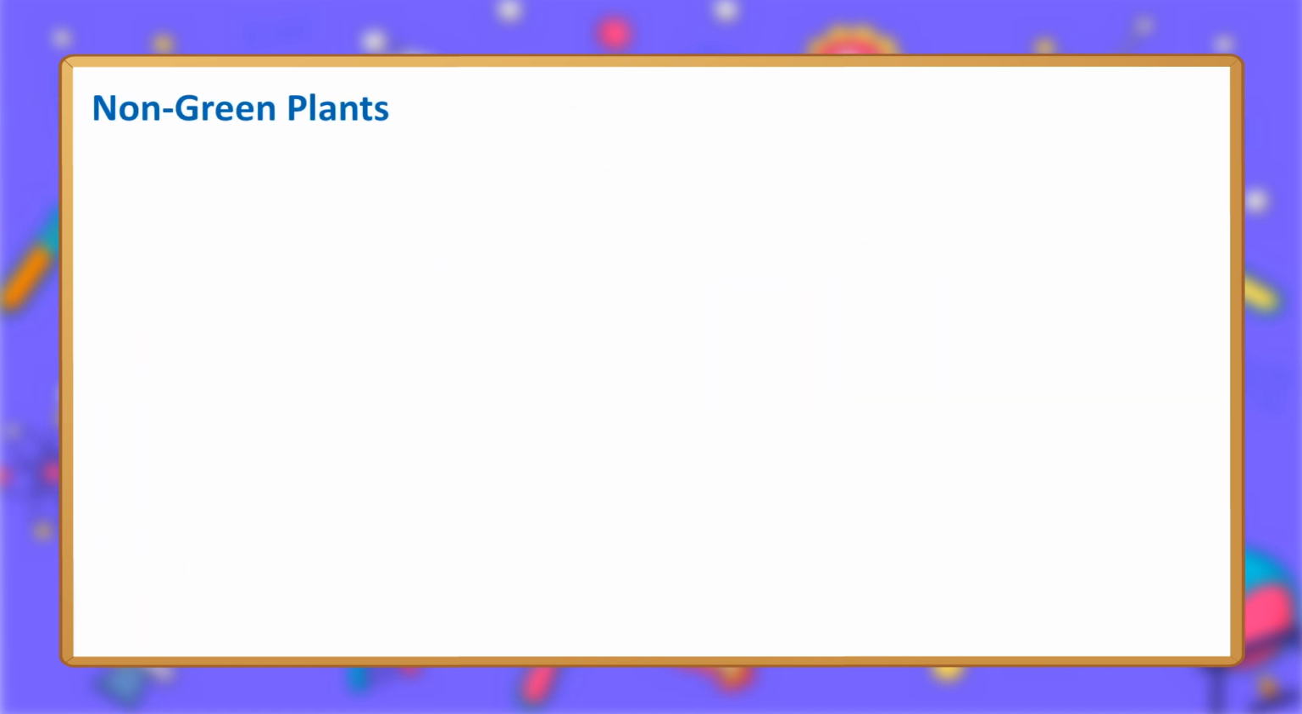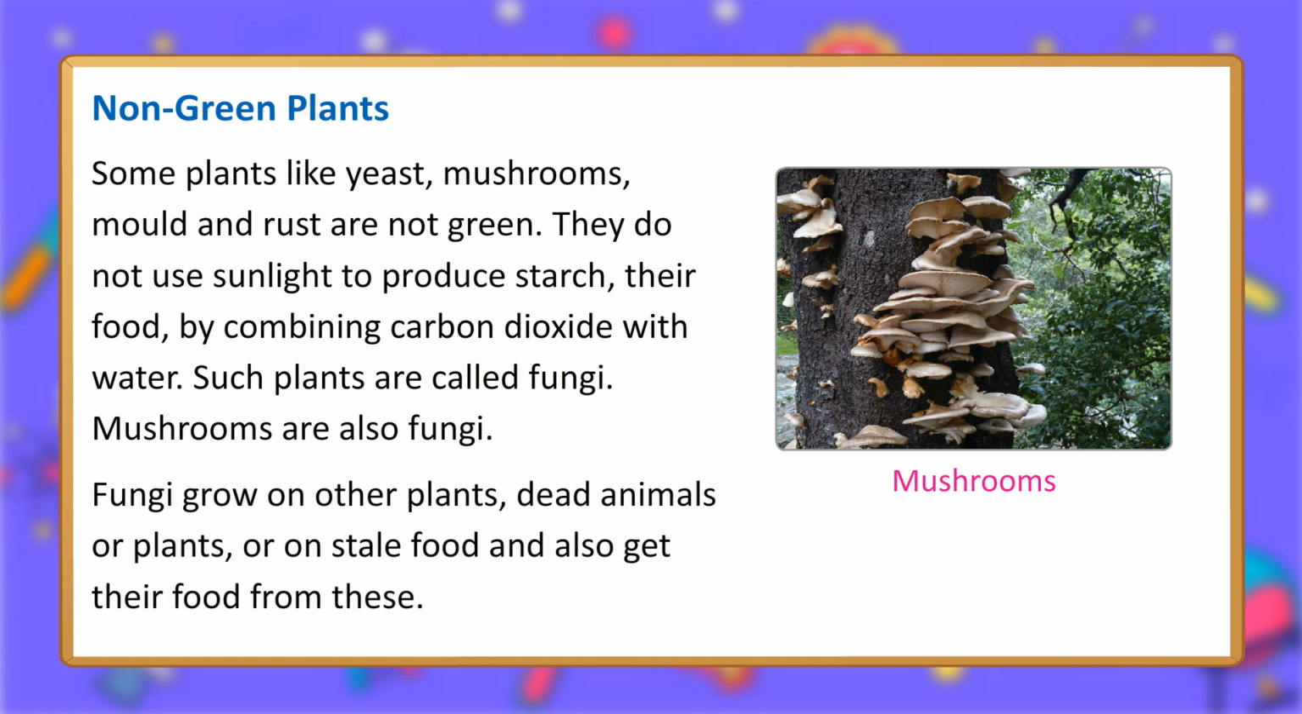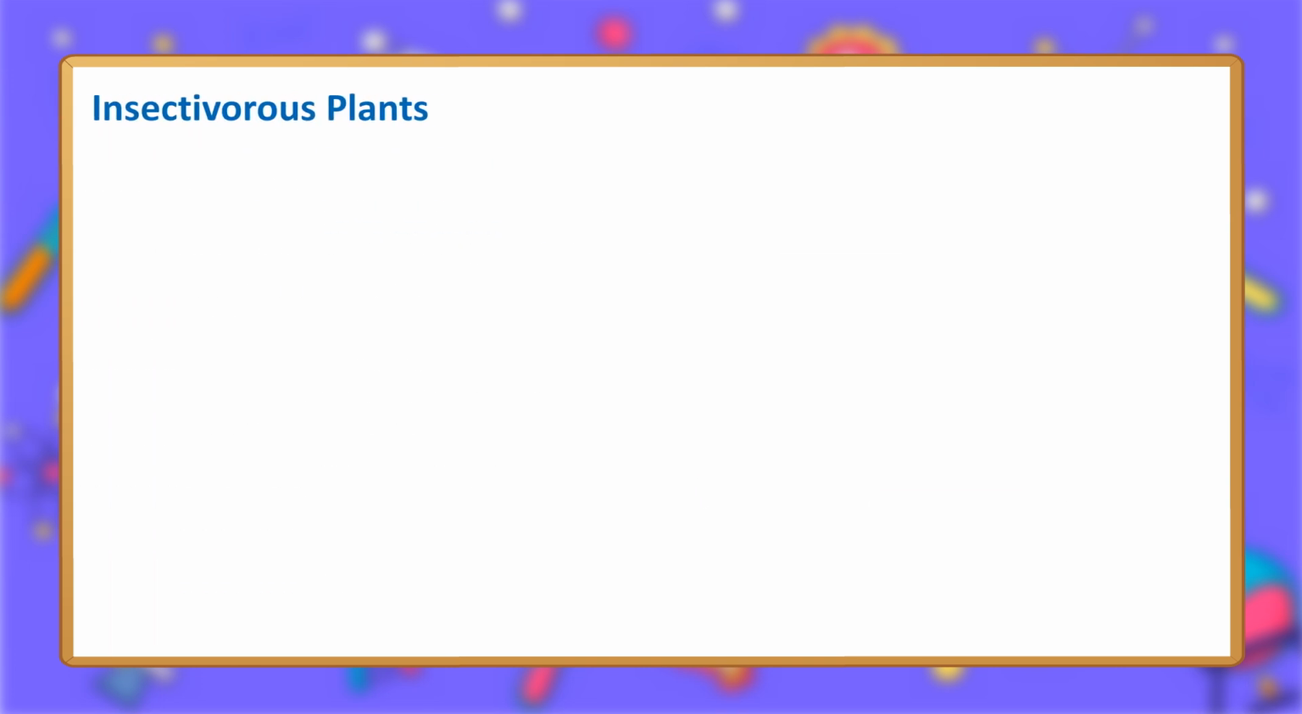Sci facts: some desert plants are called succulents because they store water in their stems or leaves. Non-green plants. Some plants like yeast, mushrooms, mold and rust are not green. They do not use sunlight to produce starch, their food, by combining carbon dioxide with water. Such plants are called fungi. Mushrooms are also fungi. Fungi grow on other plants, dead animals or plants, or on stale food and also get their food from these.